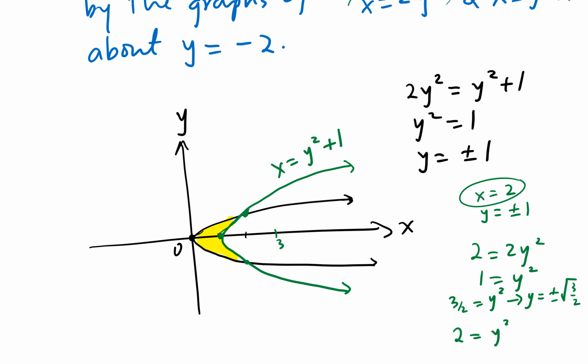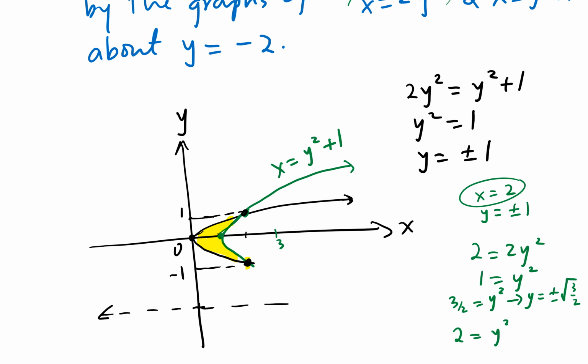And we're going to rotate this. Remember, they intersected at y equals 1 and negative 1. So I can erase all this stuff, because I'm going to draw the axis of revolution, which is y equals negative 2. That's the axis of revolution.